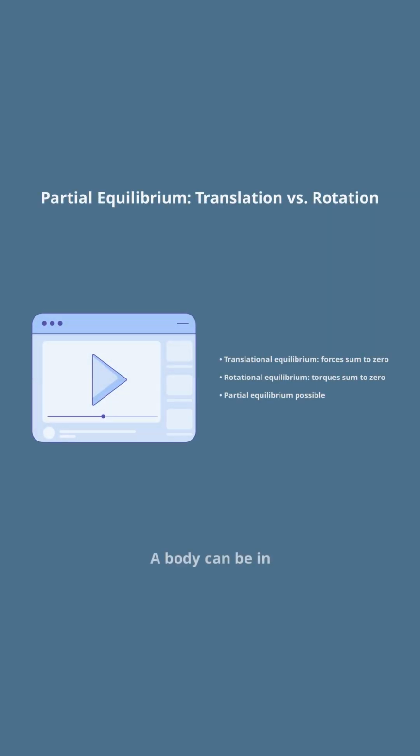A body can be in translational equilibrium but not rotational equilibrium, or vice versa. For example, a rod with equal and opposite forces at its ends may not move linearly but can still rotate. Conversely, forces can balance rotation but not translation. Understanding these distinctions helps in designing stable structures and mechanisms.